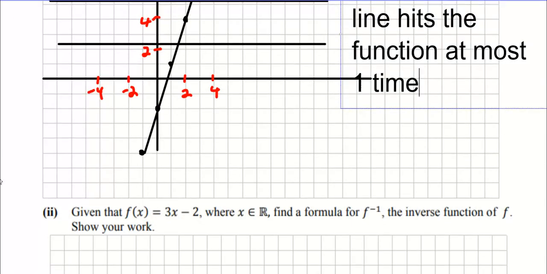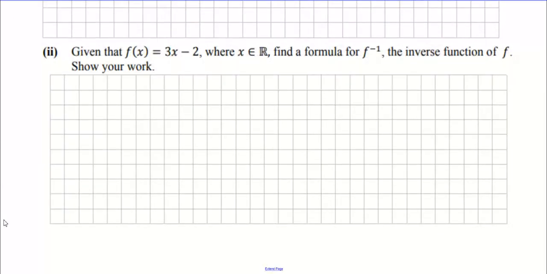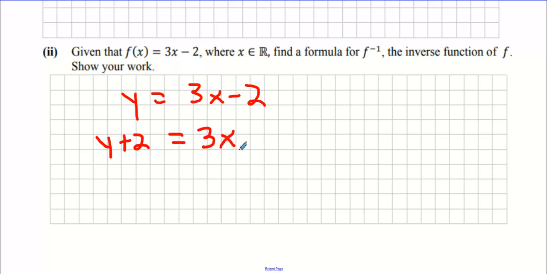Now, let's go to part 2. Oh, deadly, we had to find the inverse anyway, didn't we? So let's find the inverse. What's the technique for inverses again? Get x on its own. So how do you get x on its own? y plus 2 equals 3x. And then what do we do after that? Divide by 3, and what do we get? y plus 2 all over 3.